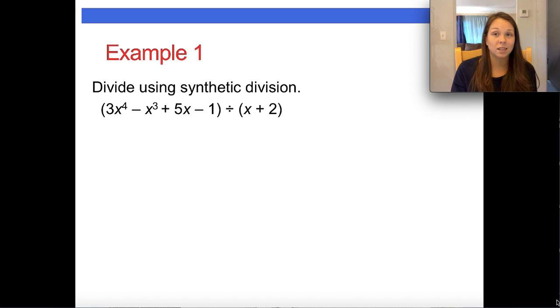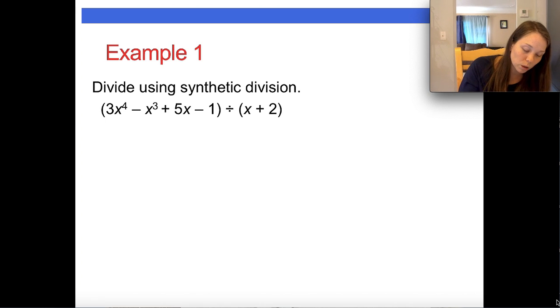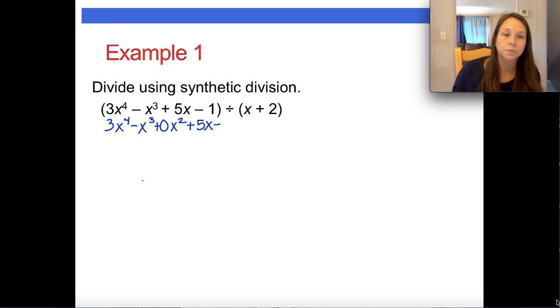So let's put this to practice, as this is a very new process for you. But once you get used to it, it can really expedite this process of dividing polynomials. So looking at example 1, we're going to divide using synthetic division. Notice that our dividend is missing the x squared term. So I'm going to rewrite this in standard form, including the x squared term. So that would be 3x to the 4th minus x cubed plus 0x squared plus 5x minus 1.